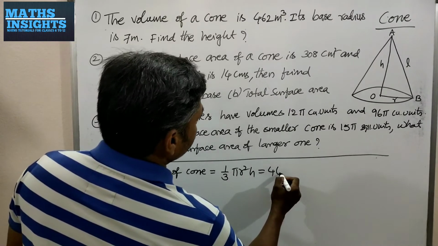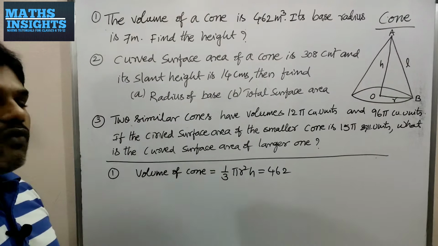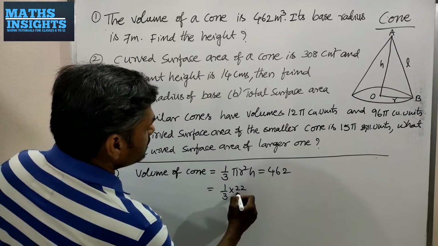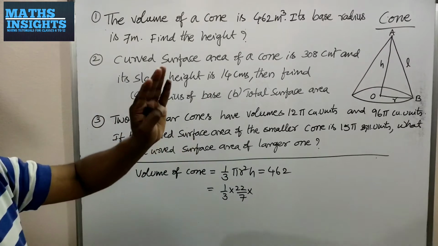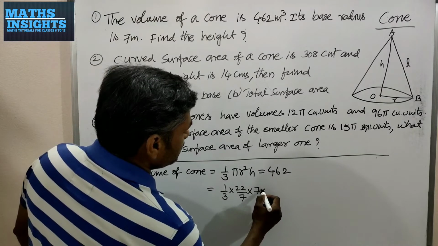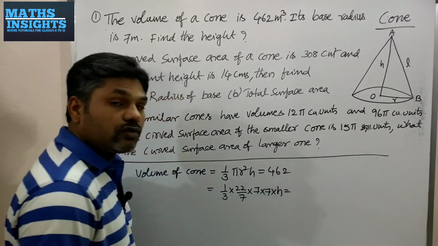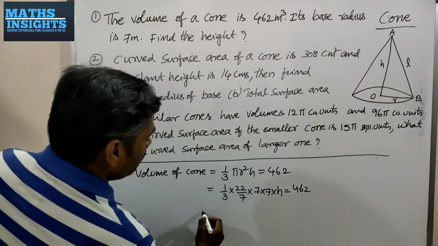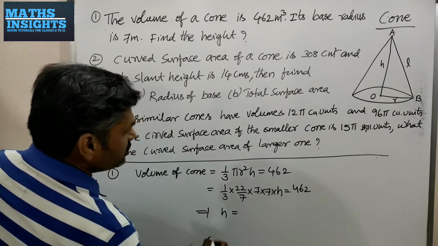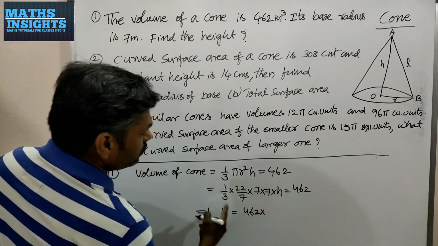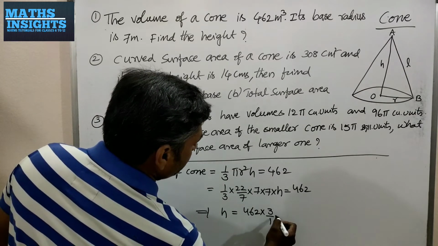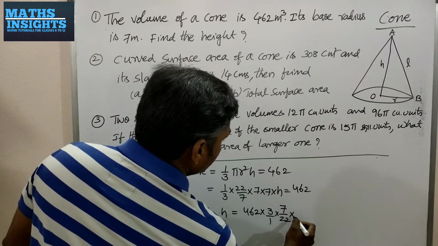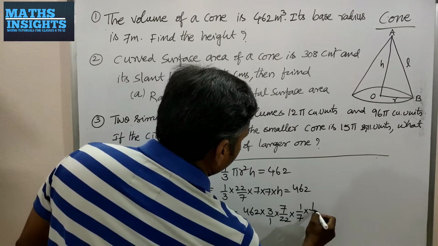As per the problem, the volume is given as 462, and pi is 22 by 7, and radius r is given as 7 into 7 into height h. We don't know h, we are going to find its value, that is equal to 462. I want the value of h, therefore h is equal to 462 into this 1 by 3 will become 3 by 1, and this 22 by 7 will become 7 by 22 into 1 by 7 into 1 by 7.